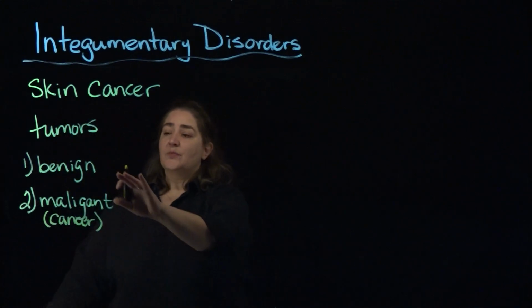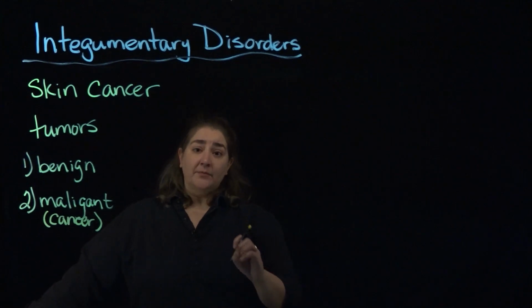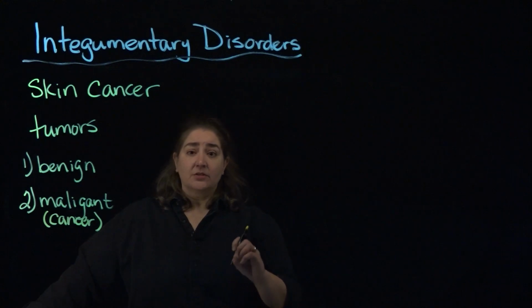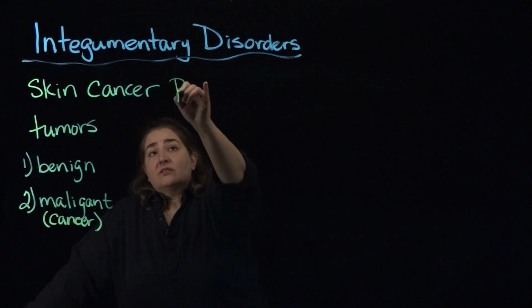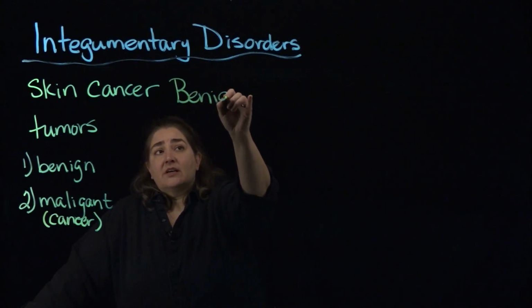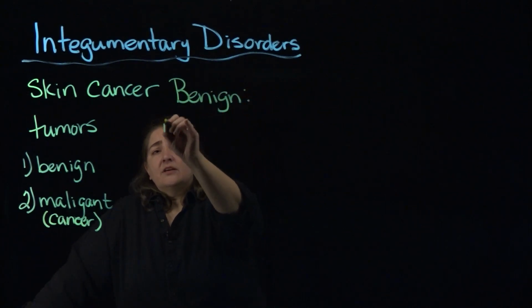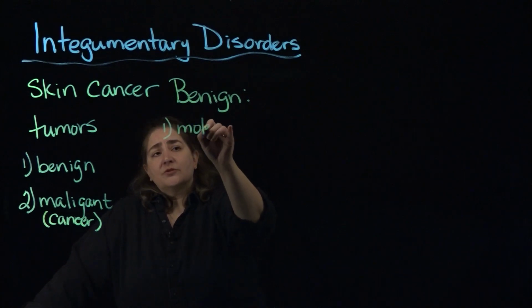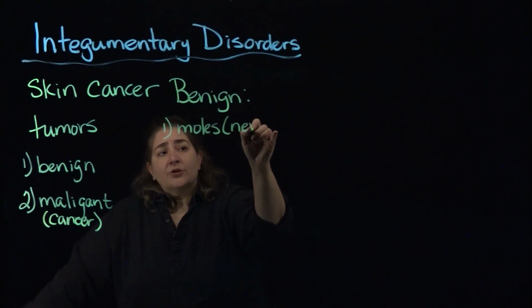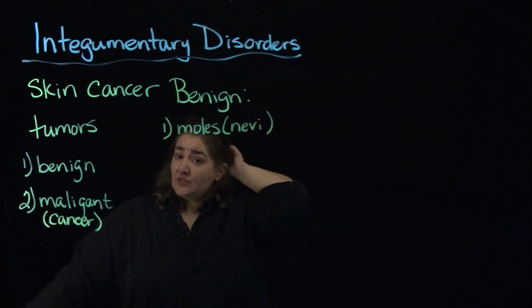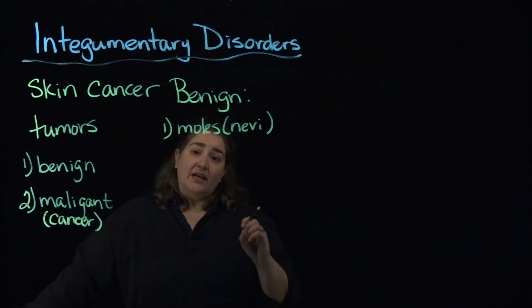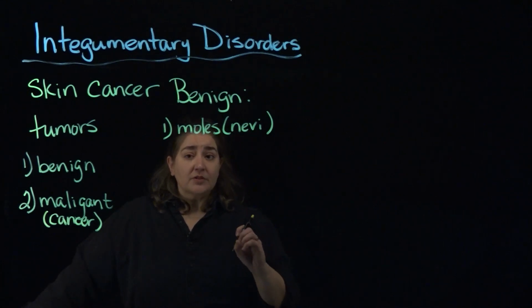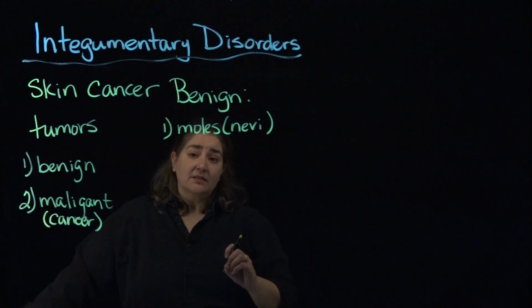Benign tumors are abnormal growths, so you've got an abnormal proliferation associated with the skin. With benign lesions, we've got a couple that we'll discuss here. The first being moles, or the other term that's typically used with moles, they're referred to as nevi. And with moles, these are benign growths associated with melanocytes.